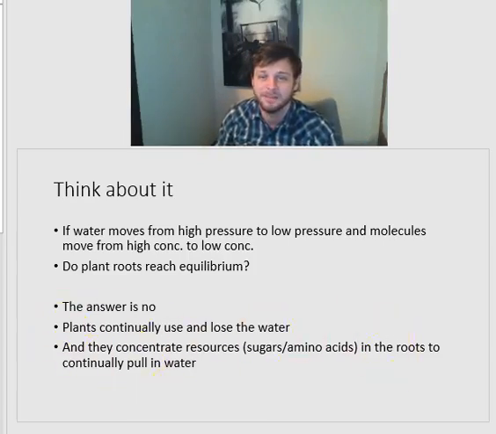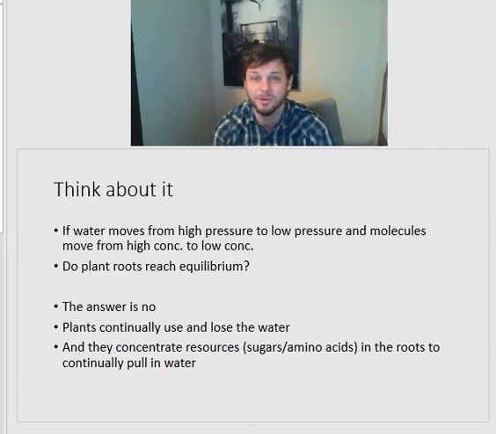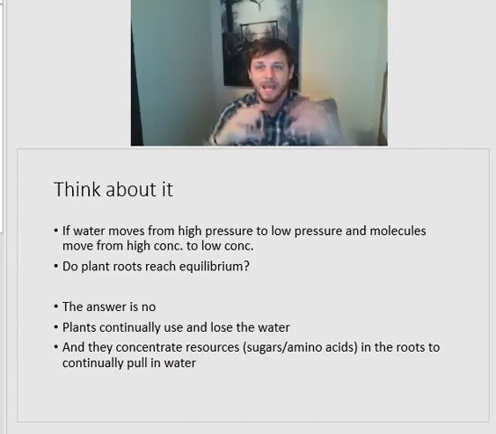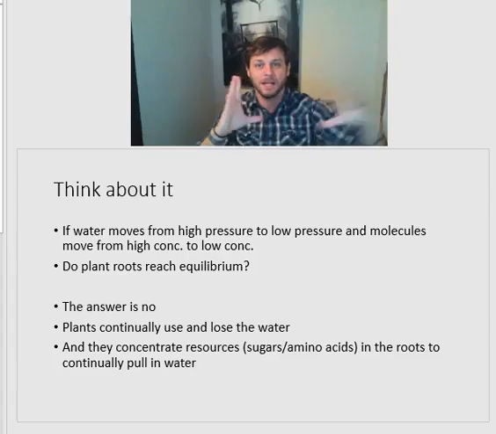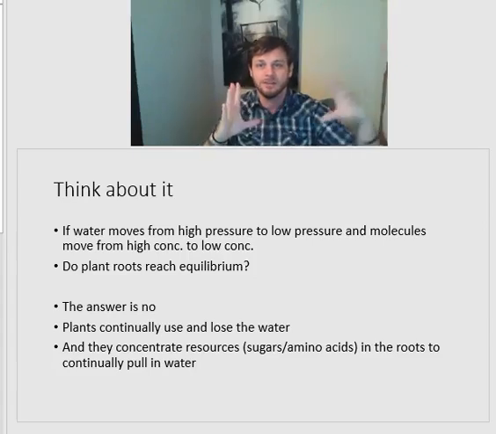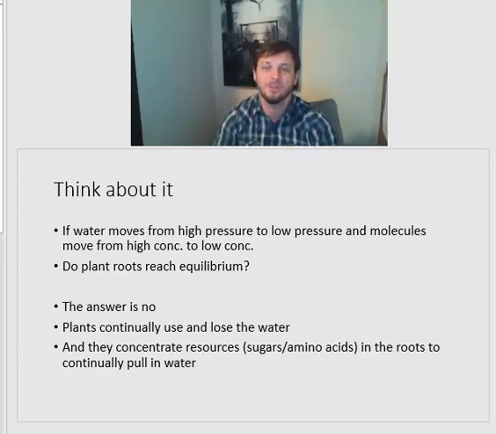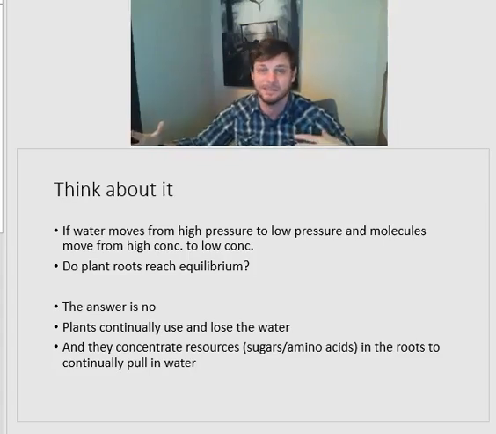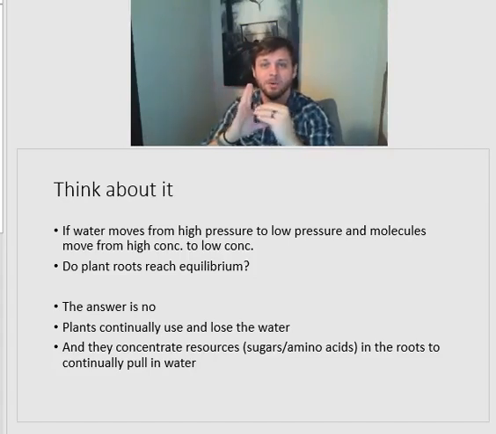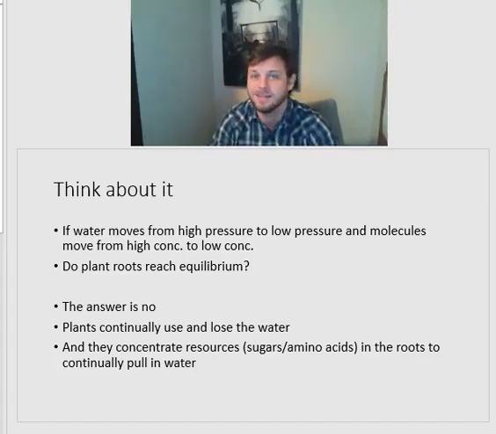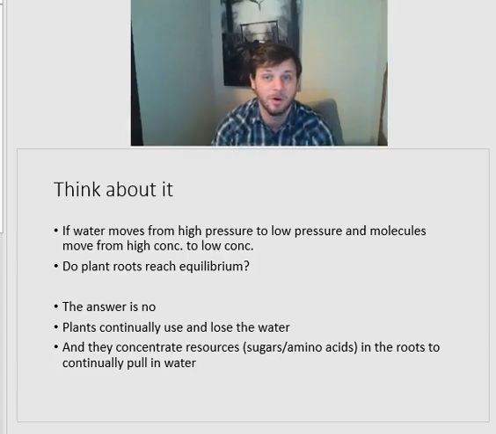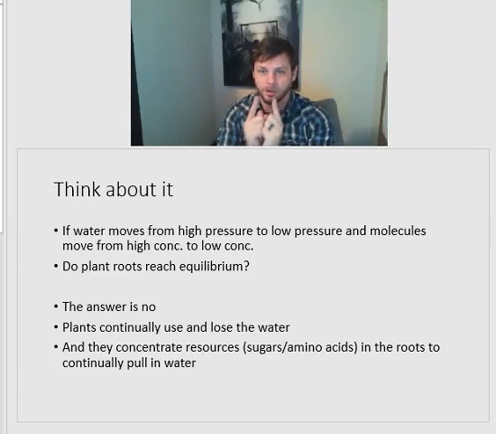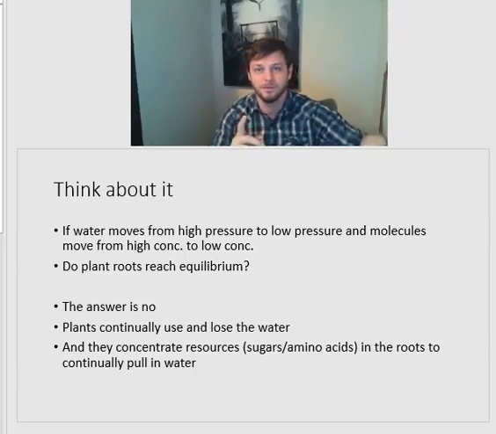And also, plants concentrate resources down in the roots, like sugars and amino acids, and that continues that gradient that pulls the water in. It creates that potential where water wants to come into the root. Sugars and amino acids are too large to get out of the cells. They're a lot bigger than like salts and stuff. And so that water gets pulled into the root pretty much continuously as long as there is available water, as long as that concentration in the root is more concentrated than what's in the soil.